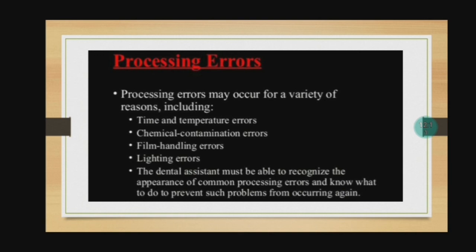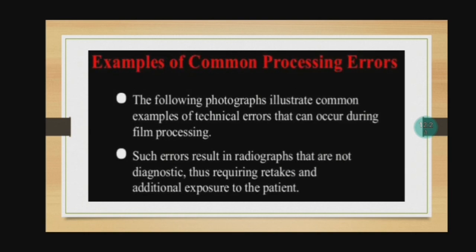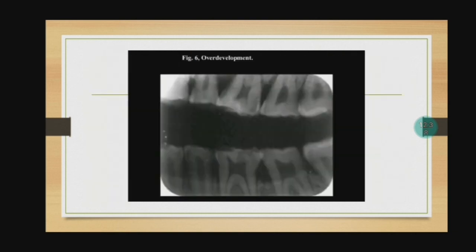The dental assistant must be able to recognize the appearance of common processing errors and know what to do to prevent such problems from occurring again. Examples of common processing errors. The following photographs illustrate common examples of technical errors that can occur during film processing. Such errors result in radiographs that are not diagnostic, thus requiring retakes and additional exposure to the patient. Here figure 6 shows the overdevelopment of teeth.